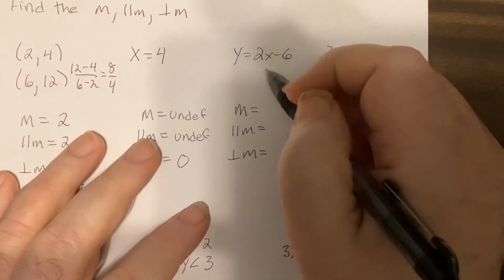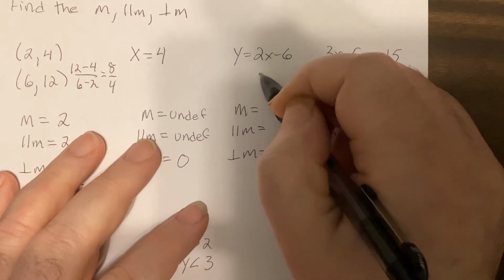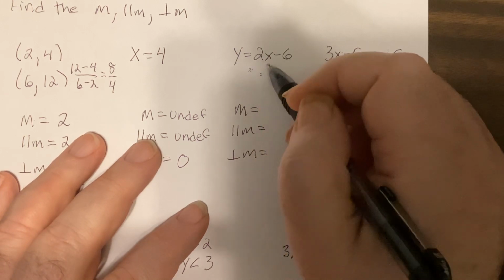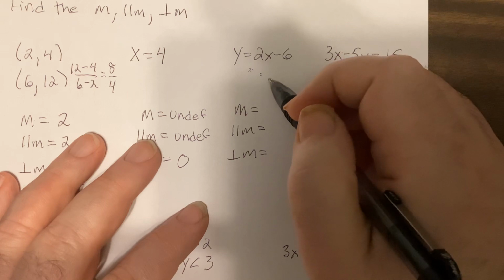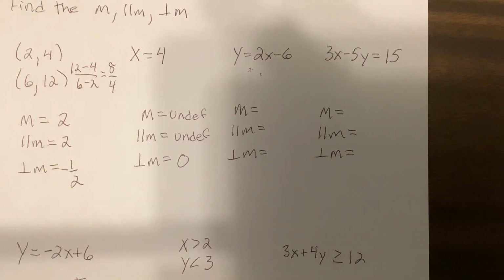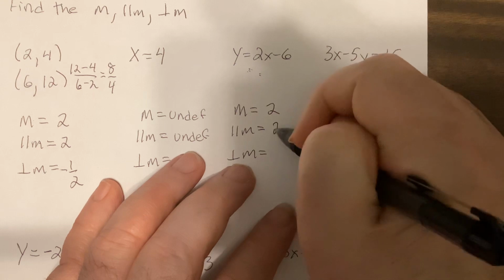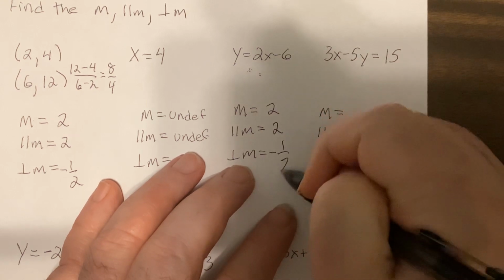Okay. So this one should be very straightforward. If you had trouble with this one, you really need to get help. Now notice I'll be in school Monday, Tuesday, Wednesday, Thursday. So if you need help, find me before school or after. But anyways, the slope is 2. Parallel slope is 2. So perpendicular is negative 1/2.